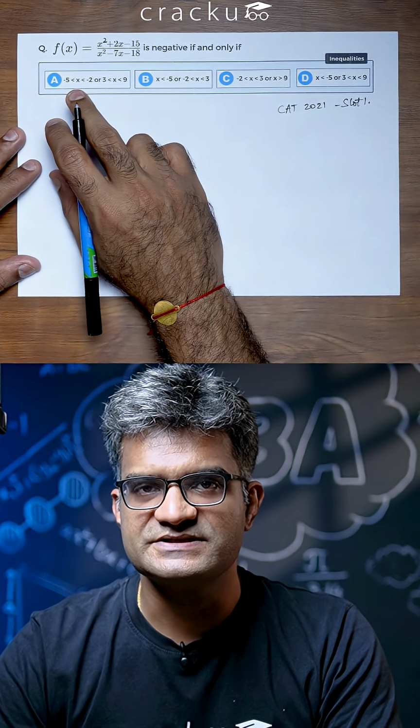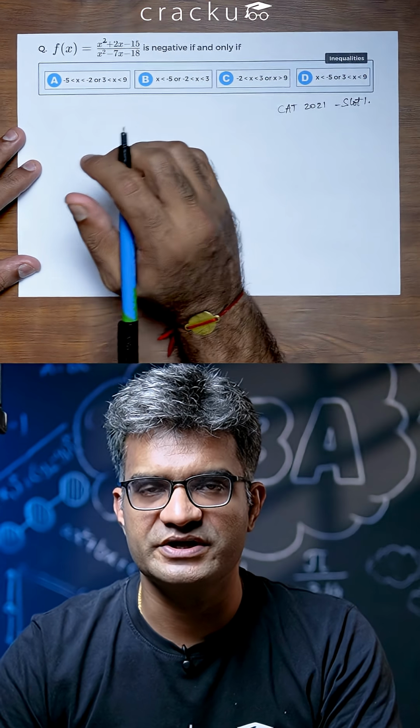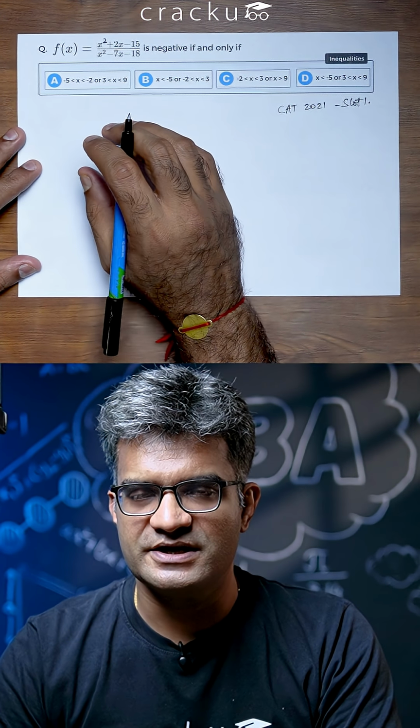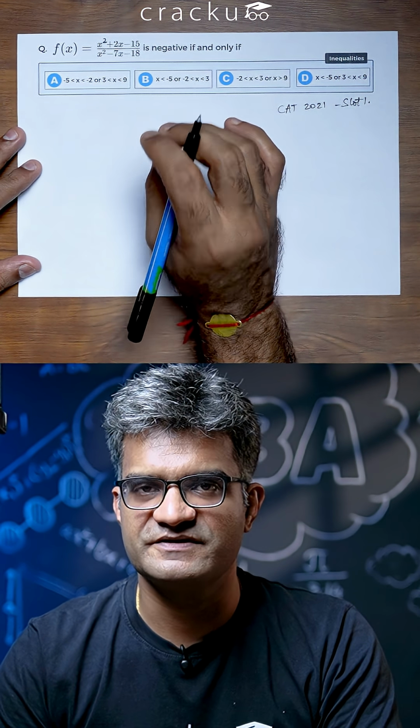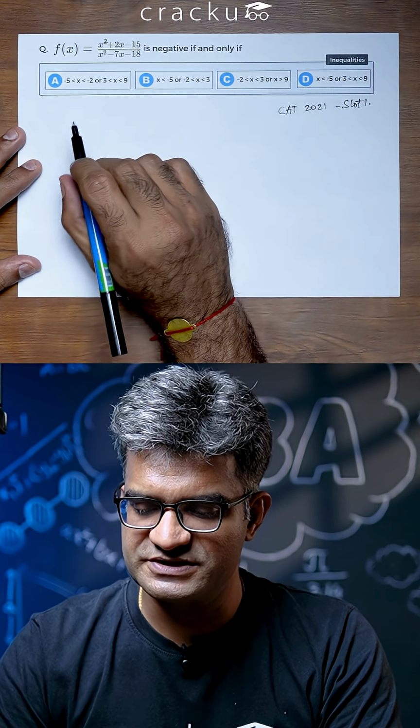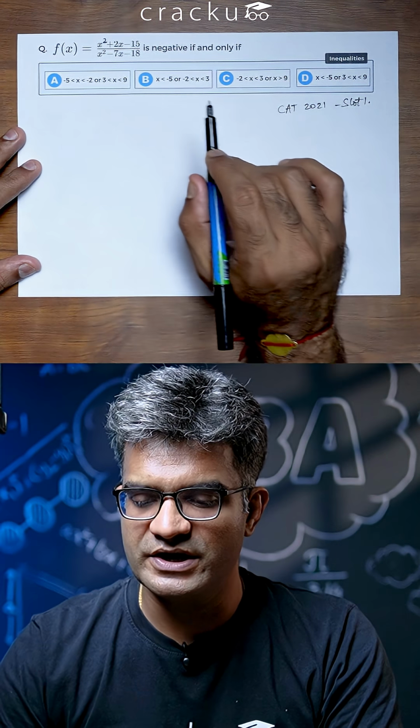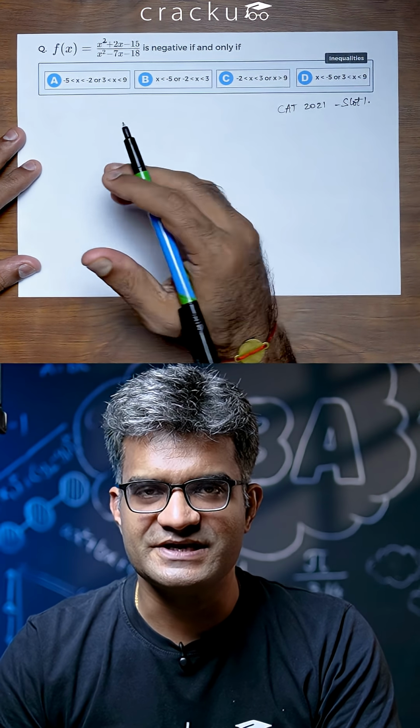You are given f of x. This is a quadratic equation in the numerator and a quadratic equation in the denominator. You are asked to calculate for which values of x this is negative, and what are all the values of x for which this is negative. If you're looking at the options, you have 4 options. And if you're looking at the function, it seems like a complex question.